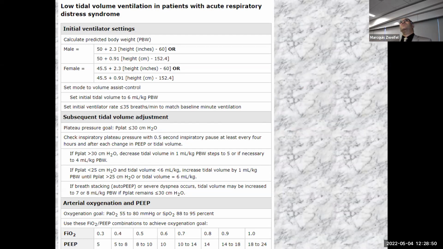This is from UpToDate also. So this is how to calculate the ideal body weight. 50 kilos for 5 feet for men, 2.3 kilos for every inch above, 45 kilos for women for 5 feet, and for every inch above 5 feet, you add 2.3. How about if your patient is 4'11", a man, what will be his ideal body weight? Okay. Ideal body weight. 50. So you go down. So 50 minus 1 inch, 2.3. Make sense? Great.